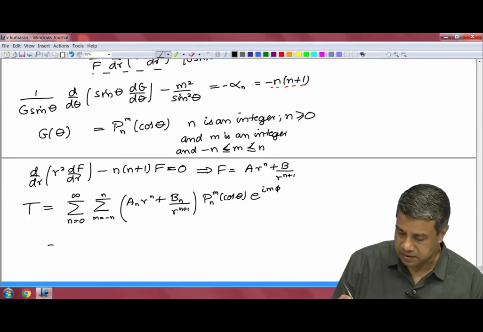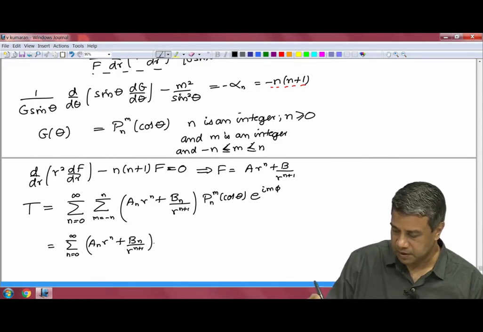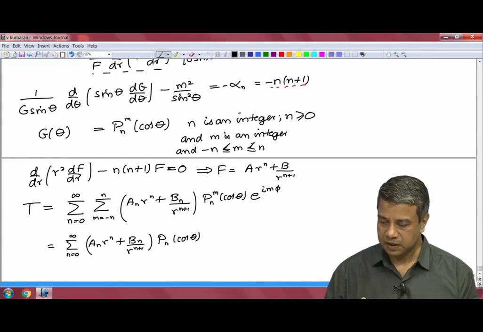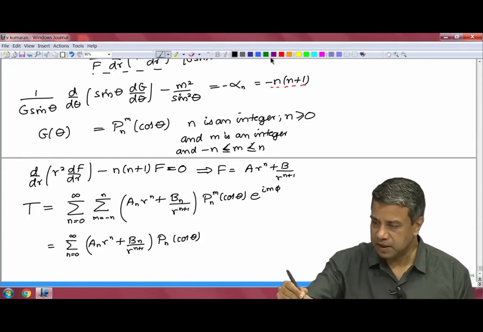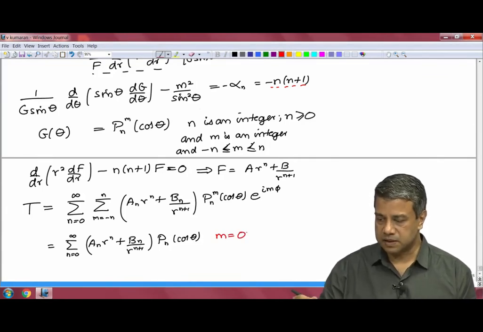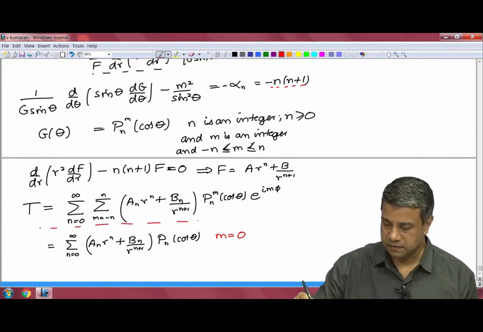Recall that earlier we had just got sigma n is equal to 0 to infinity of a n r power n plus b n by r power n plus 1, P n of cos theta. Okay. So, the Legendre polynomials that I had calculated earlier are the solutions for m is equal to 0. The general non-axisymmetric case for m not equal to 0 is this solution here for the temperature field.